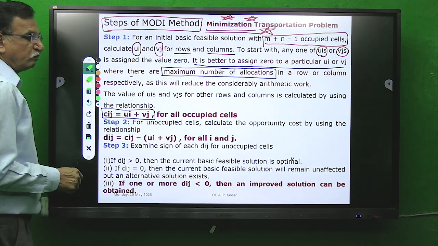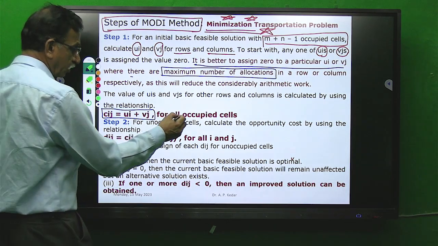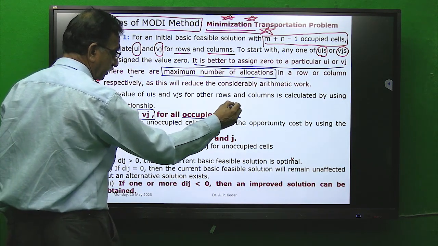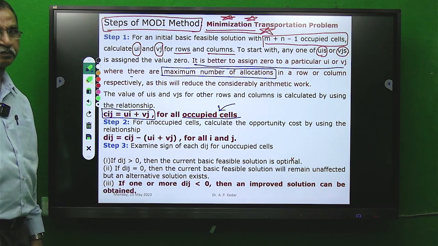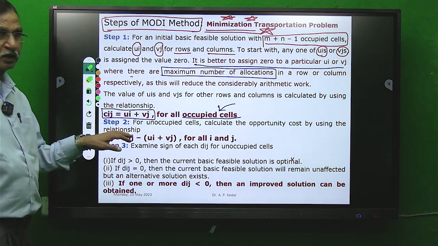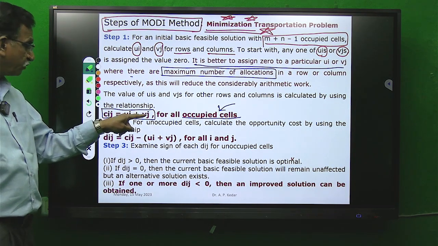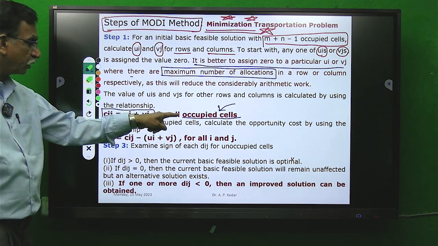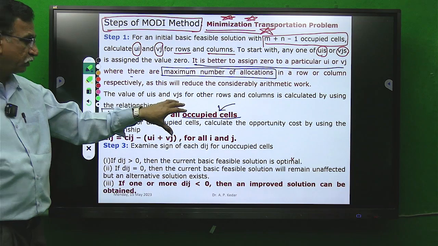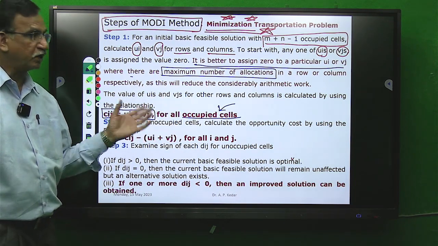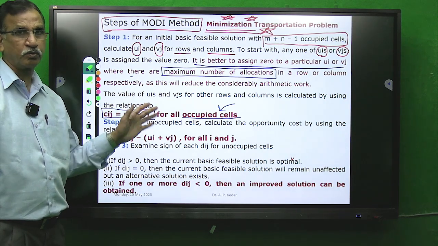In the previous slide, I have written Cij is equal to Ui plus Vj. It is for all occupied cells, and I have explained what the meaning of an occupied cell is. We will be calculating these values of Ui and Vj by equating it to the cost of that particular occupied cell. You may find this difficult to understand by reading the slide. I will thoroughly explain this while solving the problem.